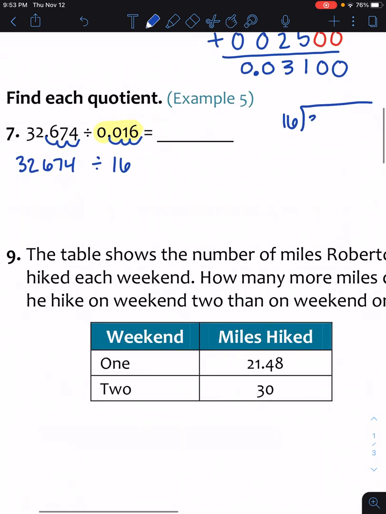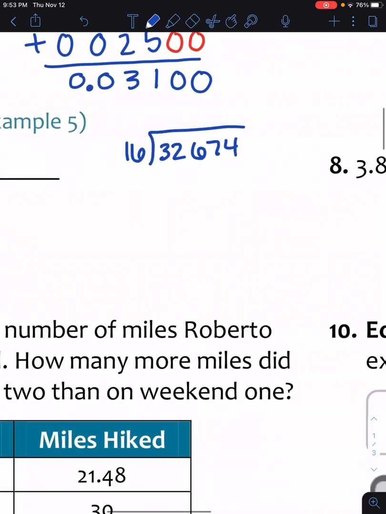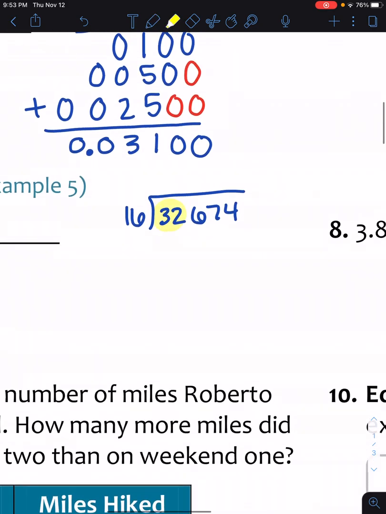So I'm going to bring my long division over here into 32,674. Leave enough room in case there's a decimal. 16 goes into 32 2 times. When I subtract, I get 0, so I'm going to bring down the 6. 16 does not go into 6, so I'm going to put a 0 and bring down the 7.